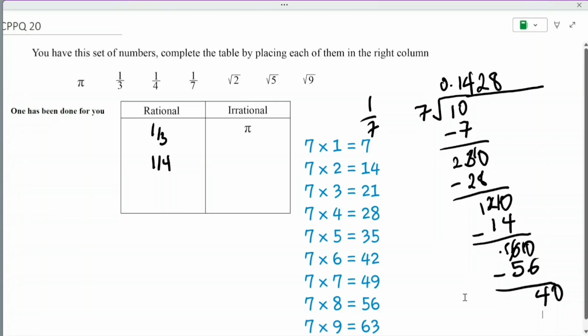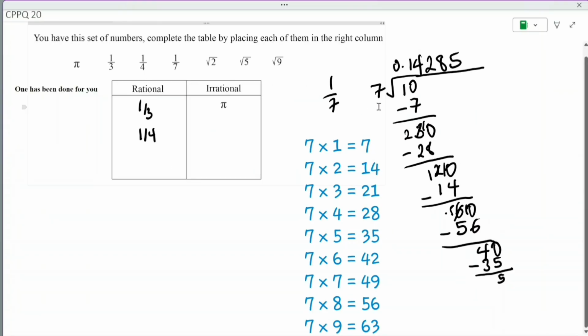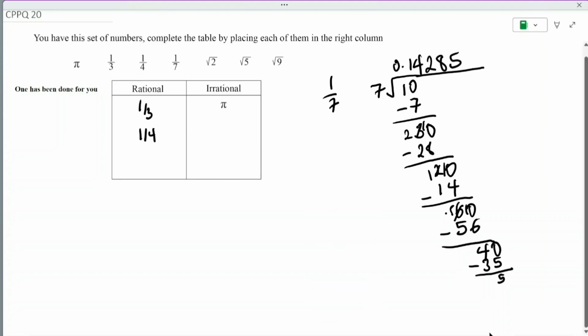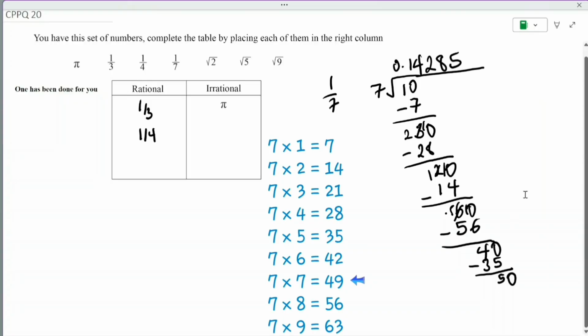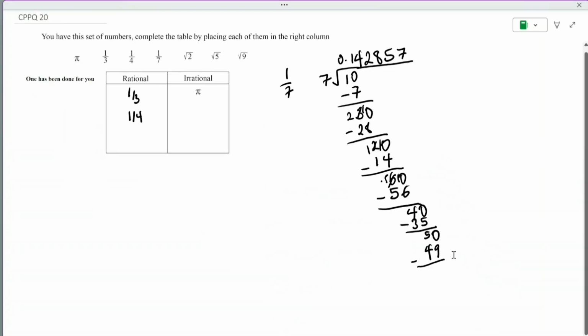7 in 40, the closest is 5. So you have 5 here. 7 times 5 is 35. 40 minus 35 will give you 5. 7 in 5 is impossible. So increase the 5 to 50 by adding a 0 to it. 7 in 50 is 7, because 7 times 7 is 49. 50 minus 49 is 1. The 1 won't work, so increase it to 10. See, we're back to this 10.